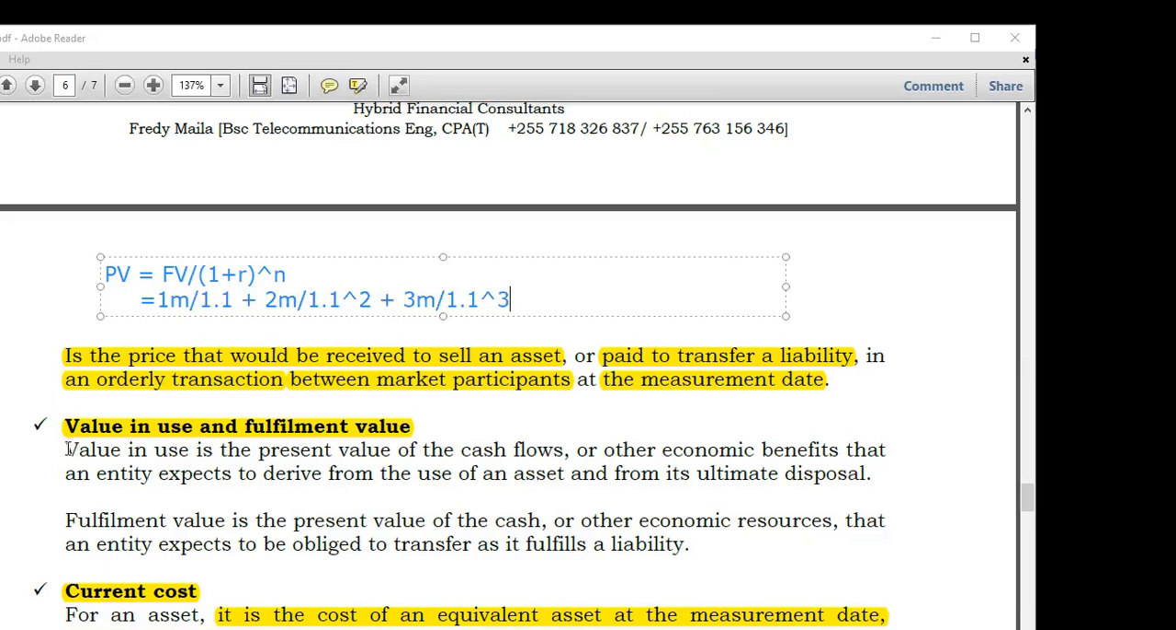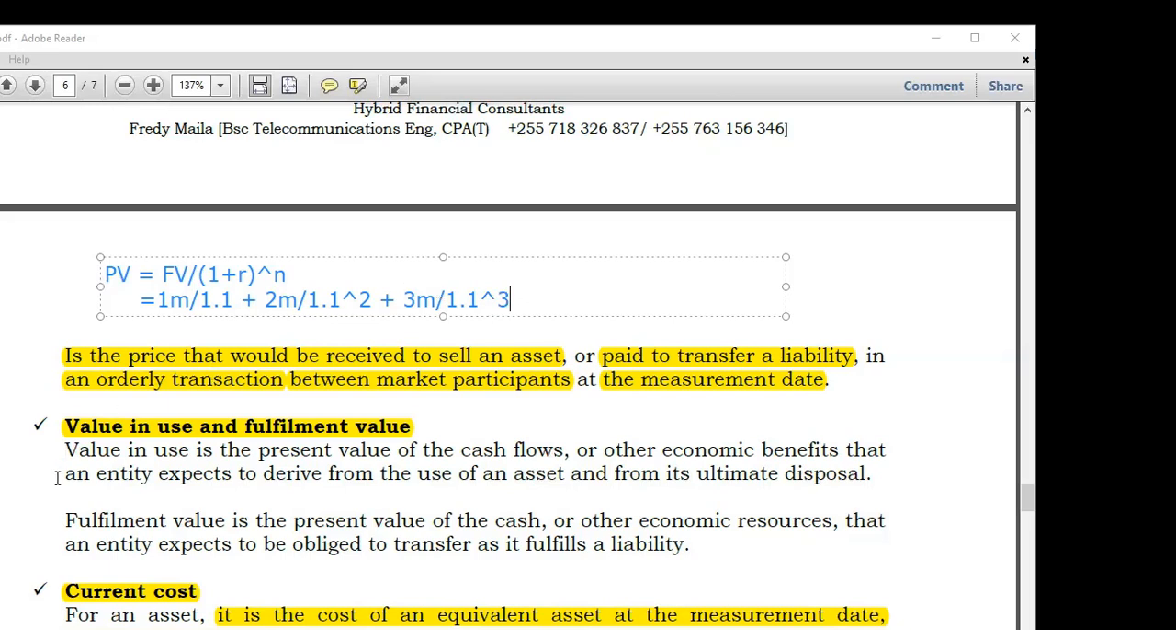That's why here we say value in use is a present value of cash flows or other economic benefits that an entity expects to derive from the use of an asset and from its ultimate disposal. We used it: the first year we obtained 1 million, the second year 2 million, the third year 1.5 million, but also we dispose of it at 1.5, giving us a total of 3 million.